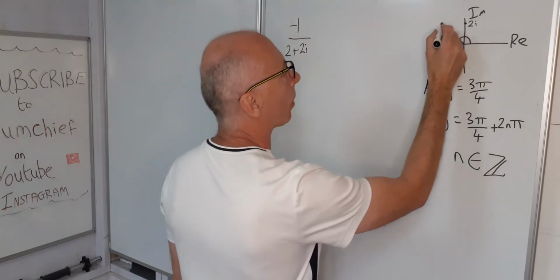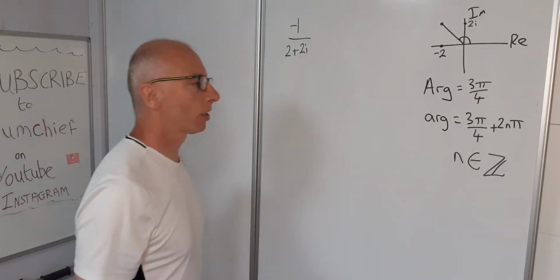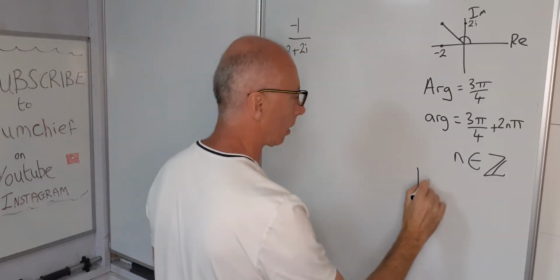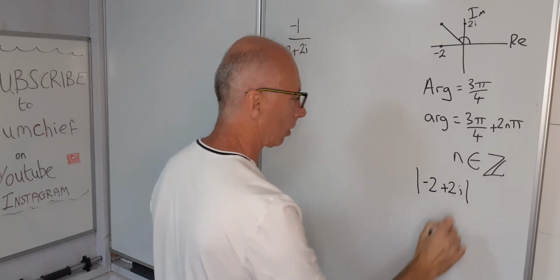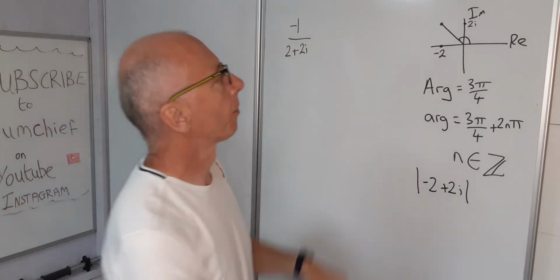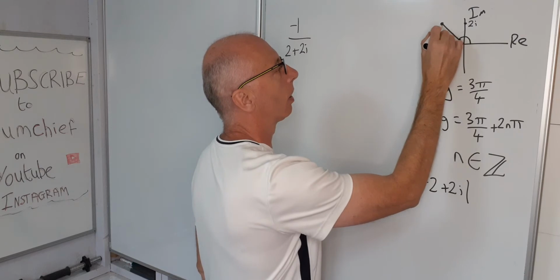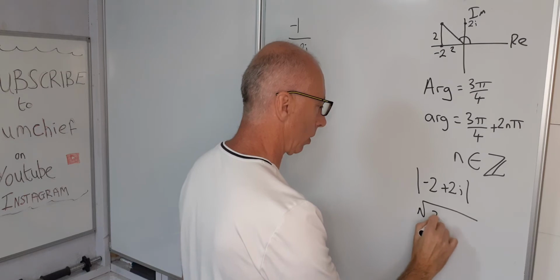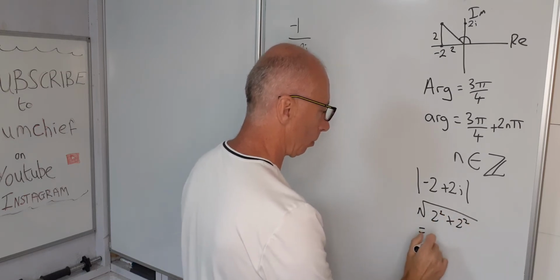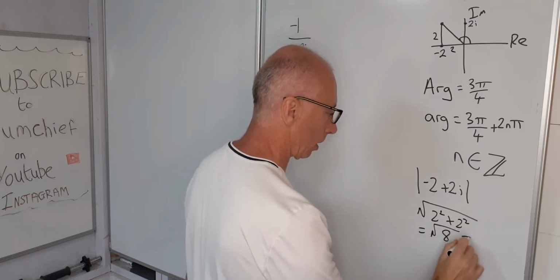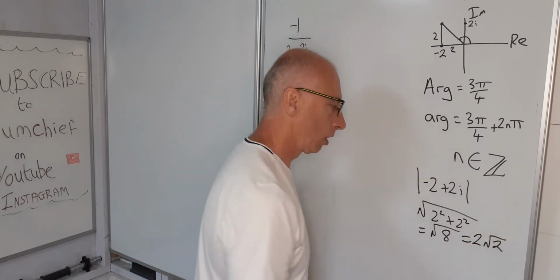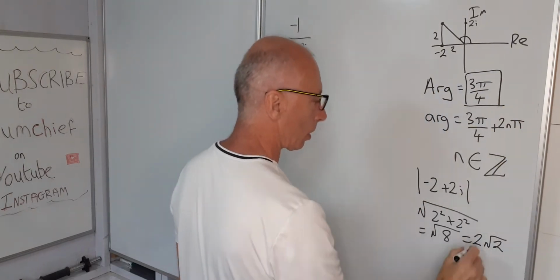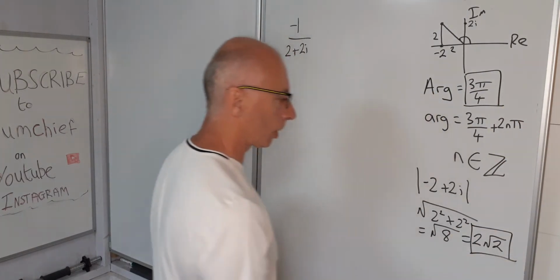Next we need to know what the length of this line is, i.e. the modulus. So we need the modulus of -2 plus 2i. So that is just Pythagoras. This line here would be 2. So then we need square root of 2 squared plus 2 squared, which will give us square root of 8, which equals 2 root 2. Okay, so we've got the principal argument and we've got the modulus.